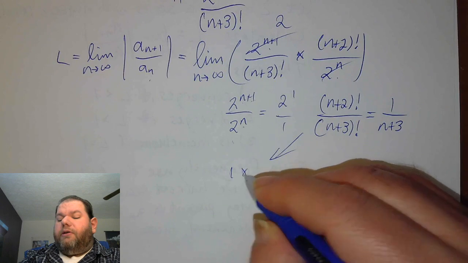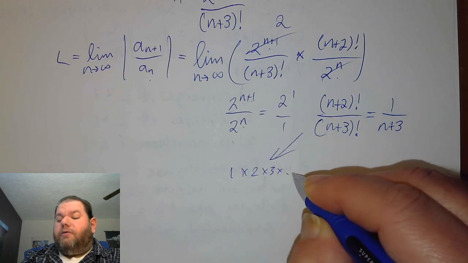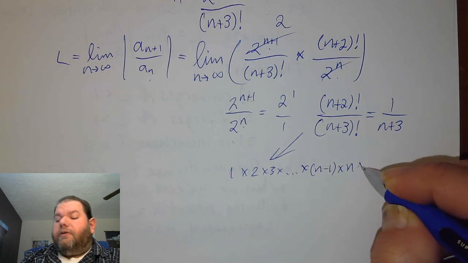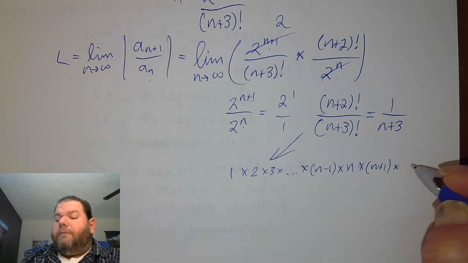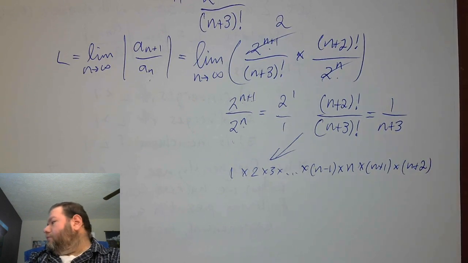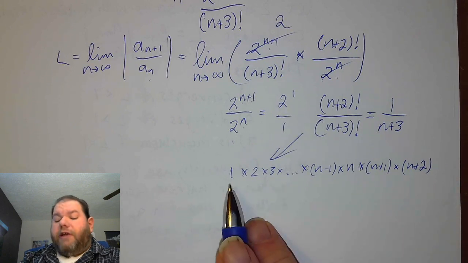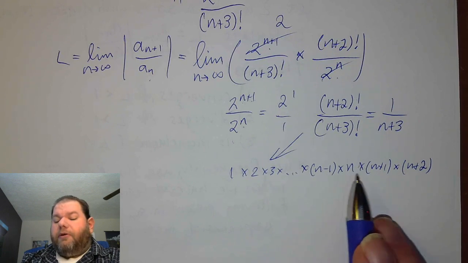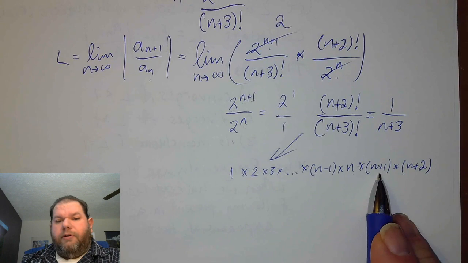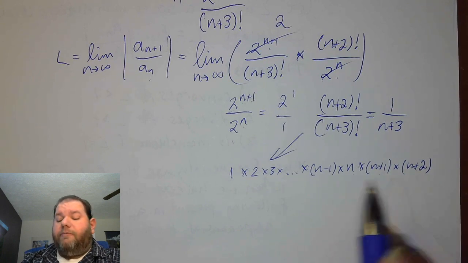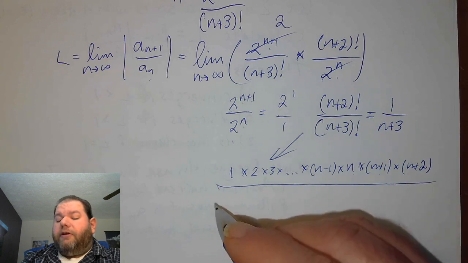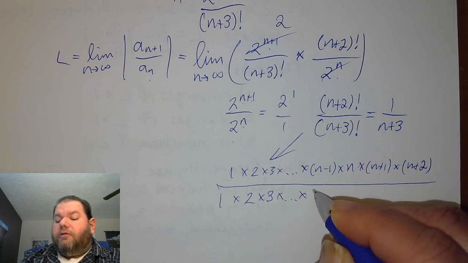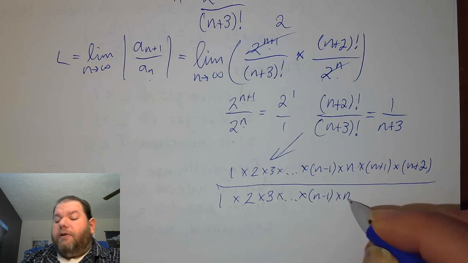So we think of that as 1 times 2 times 3, all the way up to n minus 1 times n times n plus 1 times n plus 2. Okay? So we're just counting up by 1. Now we don't know what n is, but if we just keep adding 1, we start with n minus 1, add 1, we get to n, add 1, n plus 1 is the next term, add 1, n plus 2 is the next term. Same thing on the denominator, except this time we'll go all the way to n plus 3.